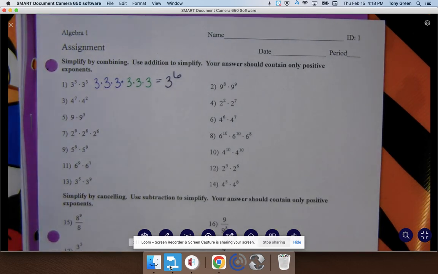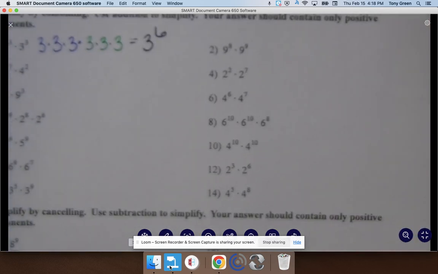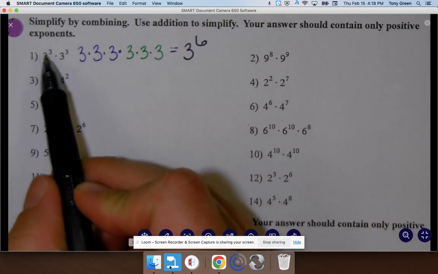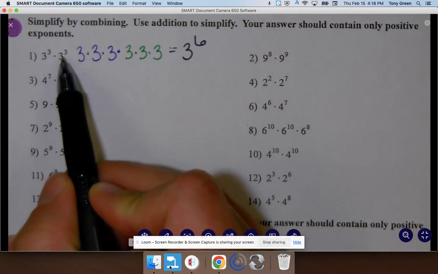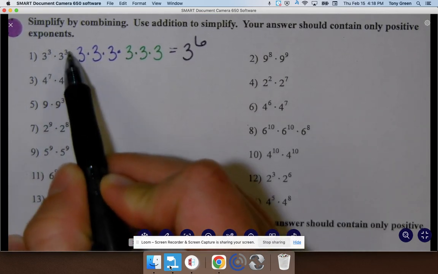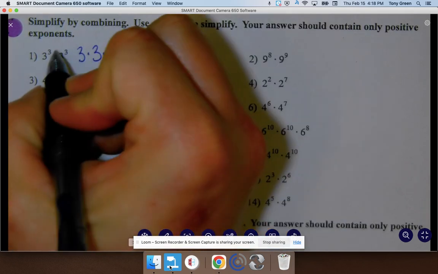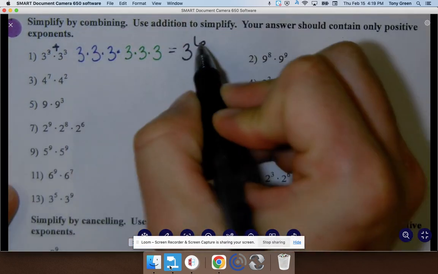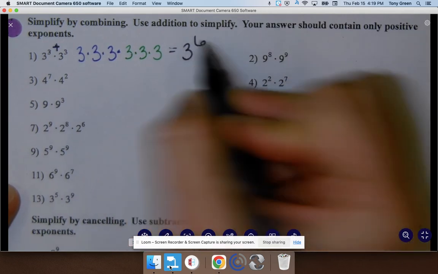Now your shortcut, let me zoom in a little bit. Your shortcut is to keep your base, 3 to the third times 3 to the third. We're multiplying 3 times here and 3 times here. So we can just add those exponents. 3 plus 3 is 6, and we're multiplying 3 6 times.